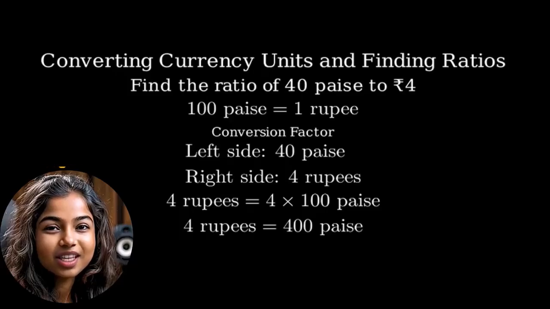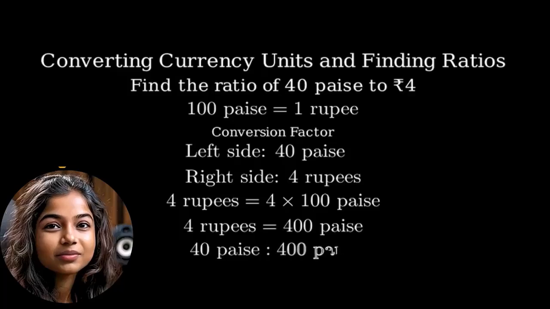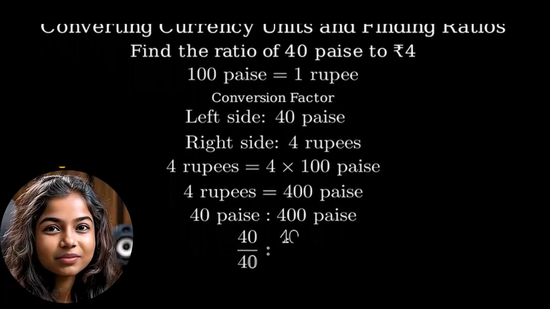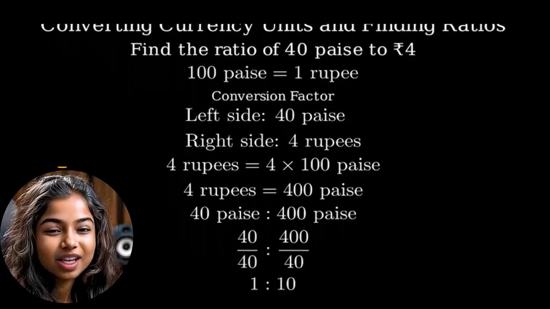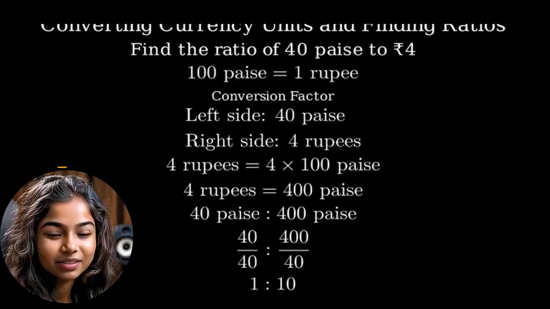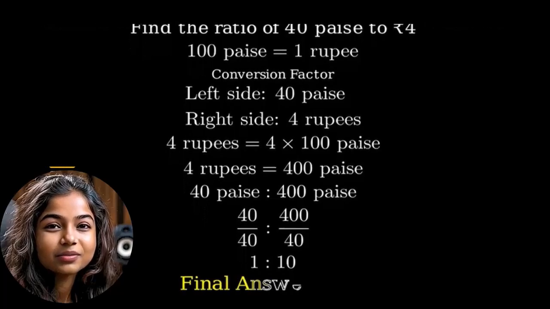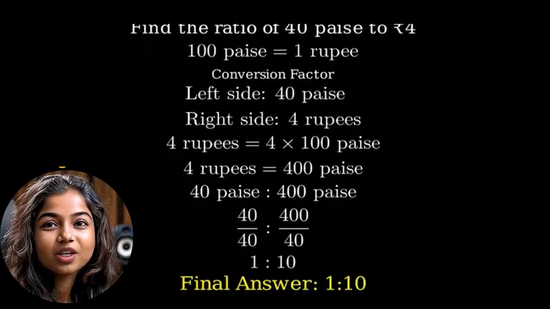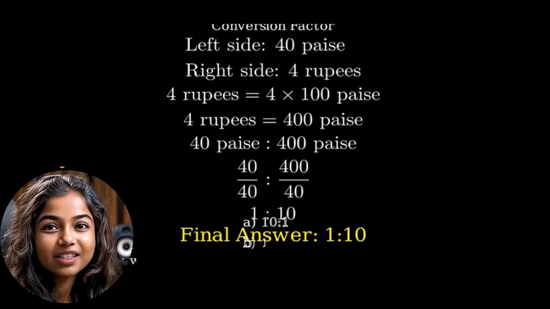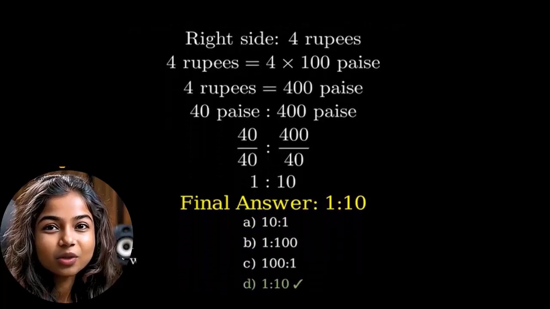Now we can write our ratio. We have 40 paise to 400 paise. To simplify this ratio, we can divide both numbers by their greatest common factor. Both 40 and 400 can be divided by 40. Therefore, the ratio of 40 paise to 4 rupees is 1 to 10, or 1:10. Looking at our options, this matches with option D.